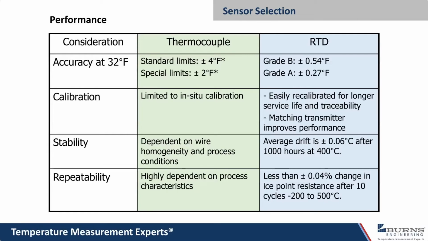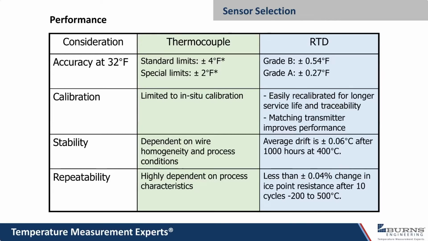RTDs, on the other hand, you can pull them out and take them back to a lab, or you have portable calibration equipment. You can just pull it out and check it. Very simple to do. You can also improve the accuracy by taking the calibration information. If you have the probe calibrated, get those calibration coefficients and the temperature coefficient for that specific RTD, and you can get a lot better accuracy out of it by matching it to a transmitter or whatever device it's connected to.